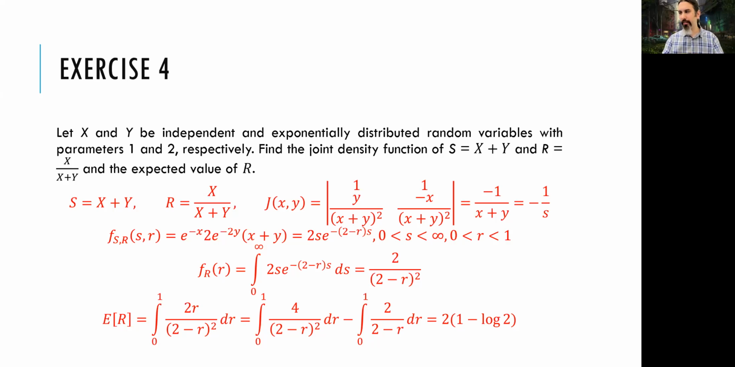Then I have to find the expected value of r, because it's asking us for the expected value of r. So what we need to do is multiply this by r and integrate it from 0 to 1, as r is distributed from 0 to 1. So it's 2r over (2 minus r) squared dr from 0 to 1. All you have to do is integrate this one, and then you get 2 times (1 minus log 2).